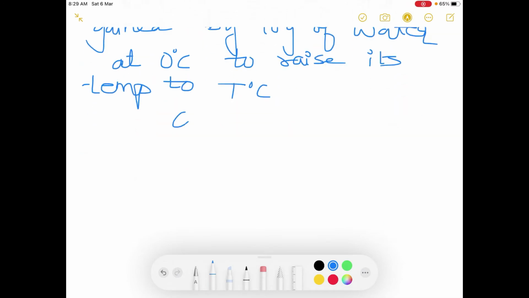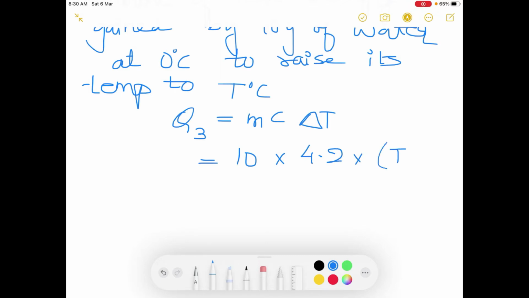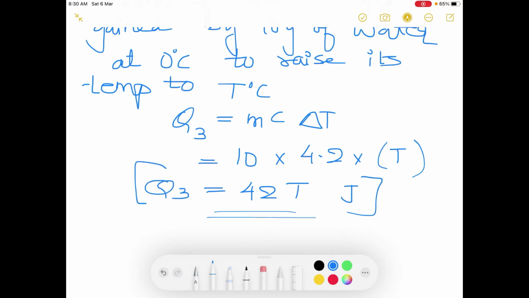Okay, so Q3 again mc delta T. માસ આપેલું છે 10, C આપેલું છે 4.2, ચેન્જ ઇન ટેમ્પરેચર થશે T ડિગ્રી સેલ્સિયસ જેટલો. ફાઇન. So it is 42 T joule of energy. ચલો, આઈસનું થઈ ગયું, હવે વોટરનો વારો.